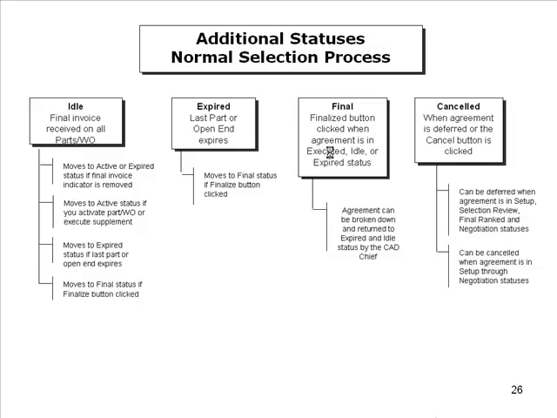That status can change from idle, and that's what you see underneath the idle box. The status can change to active or expired status if the final invoice indicator is removed. The status can move to active status if a part or work order is activated or a supplement is executed. The status can move to expired status if the last part or the open-end agreement expires. And if the agreement is finalized, then the status would change to final status, or the part or the work order.